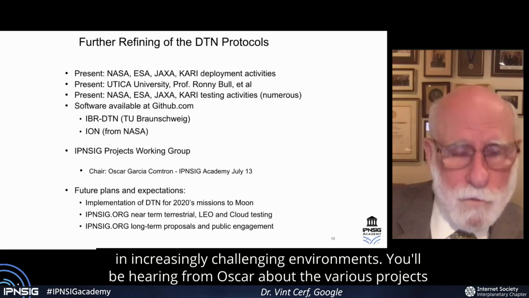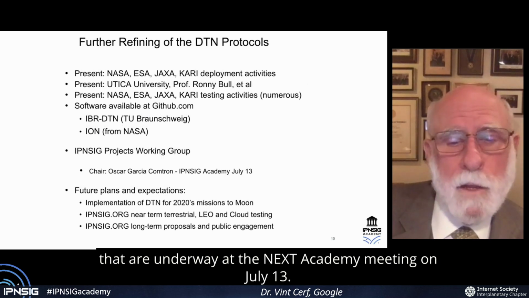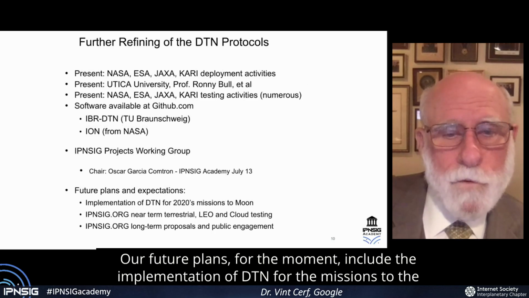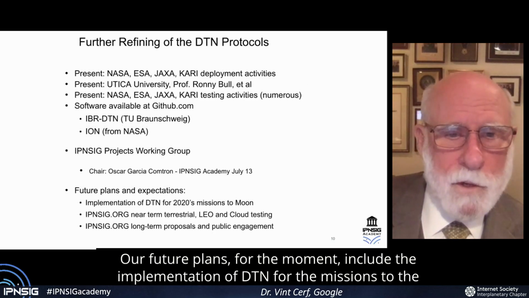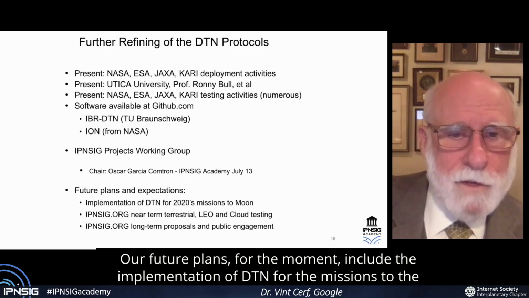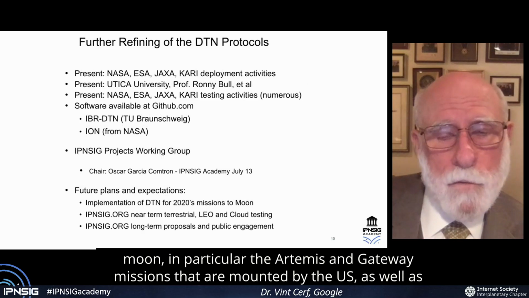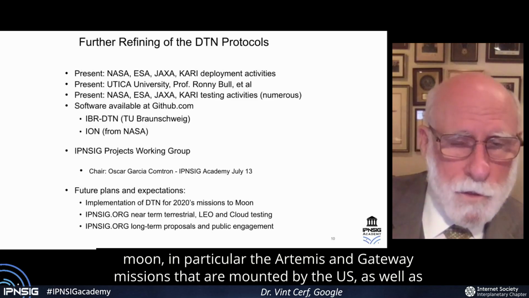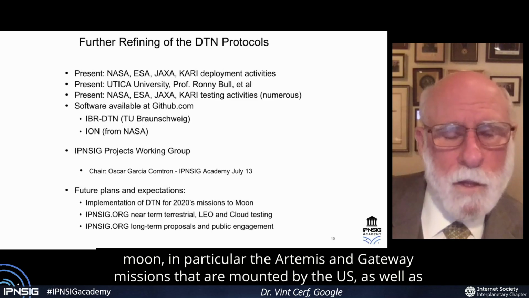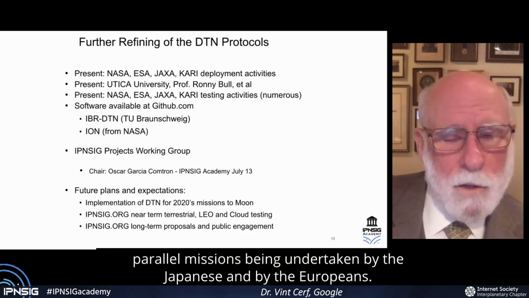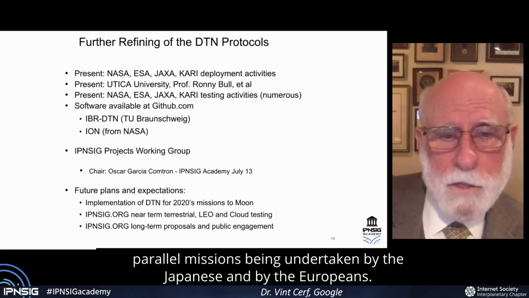You'll be hearing from Oscar about the various projects that are underway at the next Academy meeting on July 13th. So our future plans for the moment include the implementation of DTN for the missions to the moon, in particular, the Artemis and Gateway missions that are mounted by the US, as well as parallel missions being undertaken by the Japanese and by the Europeans.